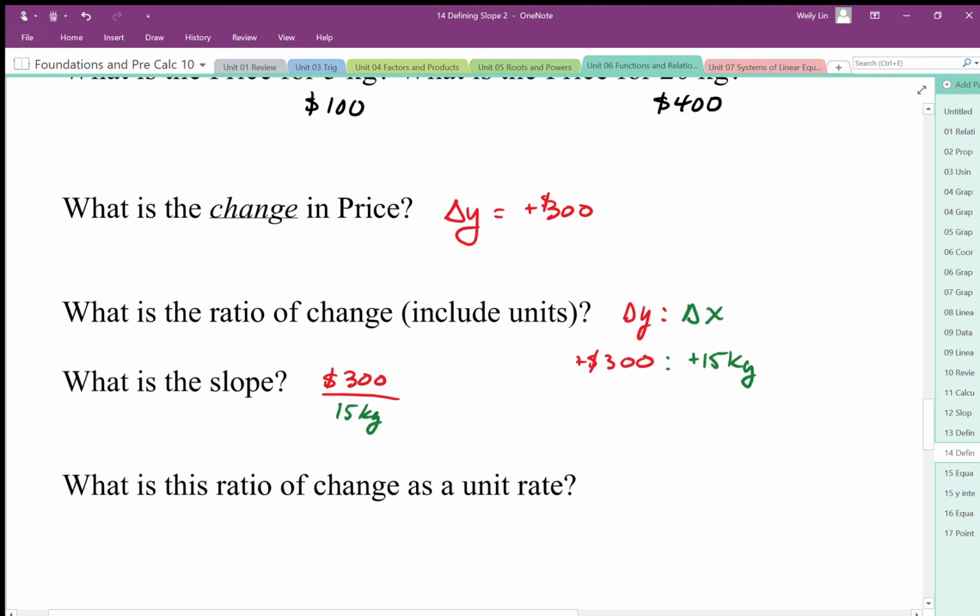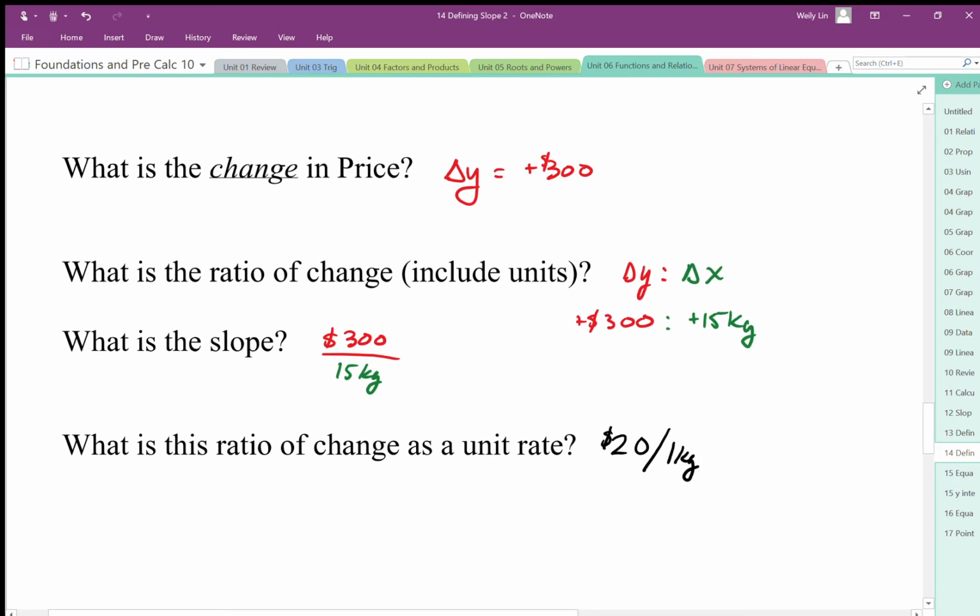As a unit rate, I divide this. So 300 divided by 15 gives me $20 per 1 kilogram, or $20 per kilogram, and that represents my unit rate. And I find my unit rate by just dividing that slope. Again, although I divided it and get one number, we have to always keep in mind that the one number ratio is always being compared to 1. So this is a ratio of 20 to 1.